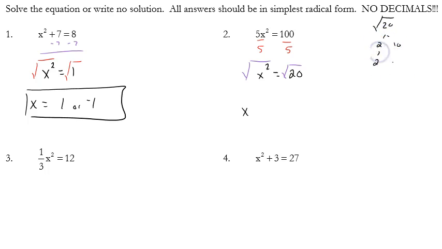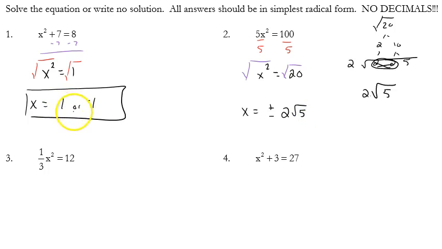2 times 10, 2 is prime. 2 times 5, I have square root of 2 times 2 times 5. That's 20. 2 times 2 is 4. Square root of 4 is 2, so that comes out in front. 5 stays in. Square root of 20 becomes 2 square roots of 5. So my answer is not 2 square roots of 5, but positive or negative 2 square roots of 5.